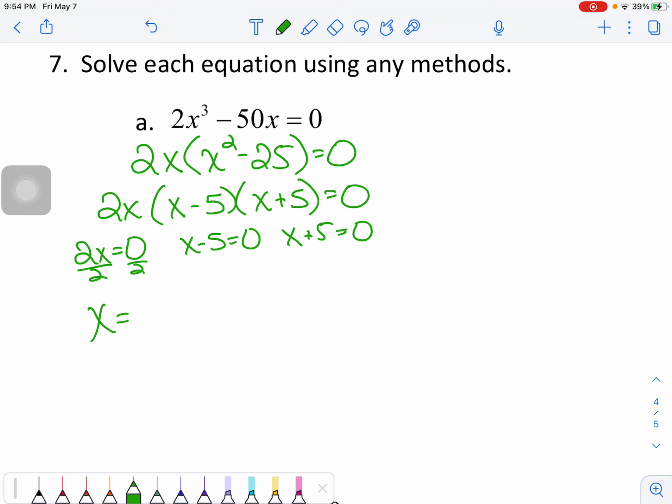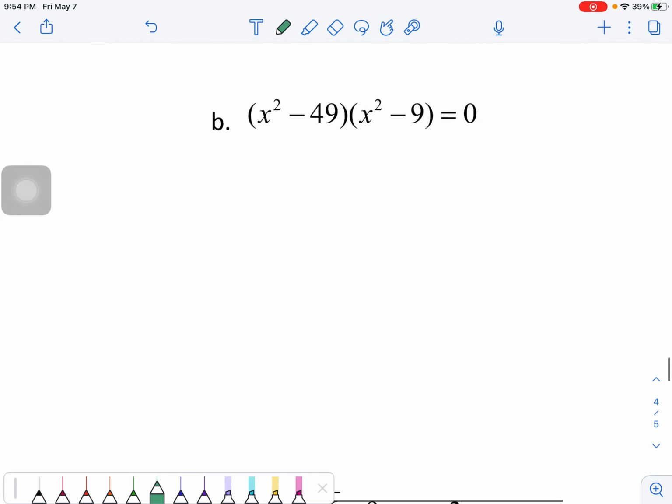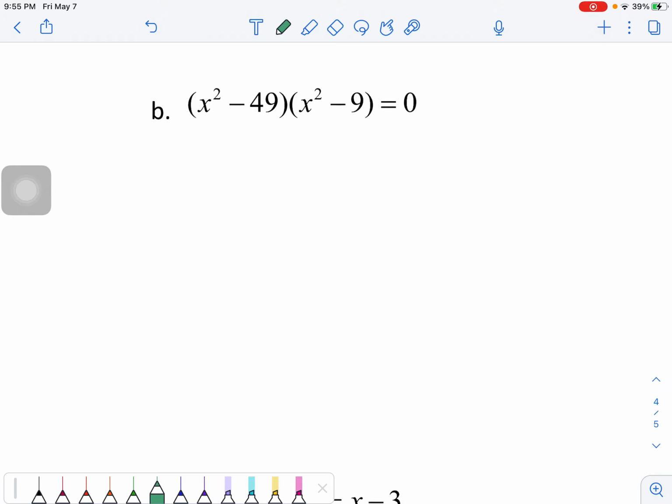So divide by 2 here, I get x equals 0. Add 5 here, I'm going to get x equals, I don't need to put another x equals, so I'm just going to put 5 here. And if I subtract 5, I would get x equals -5 there. So those 3 answers are the answers to part A. So part A is now done. I'm going to go ahead and slide over to part B, and let's take a look at what that one has to offer. Part B is already partially factored for us.